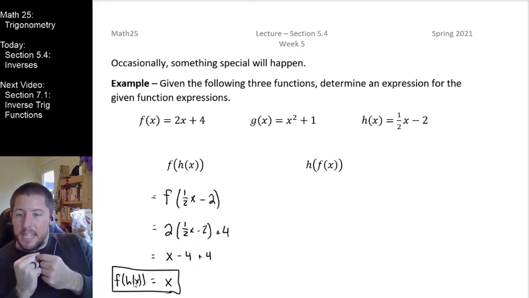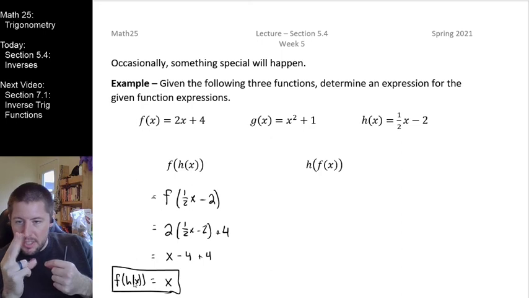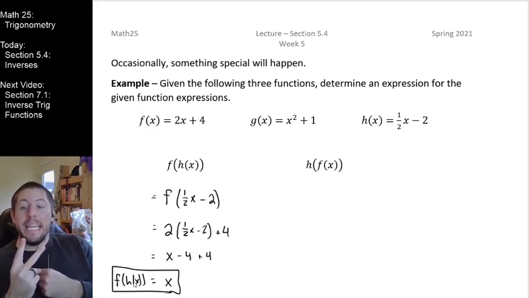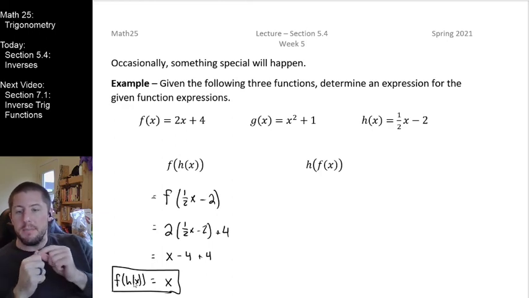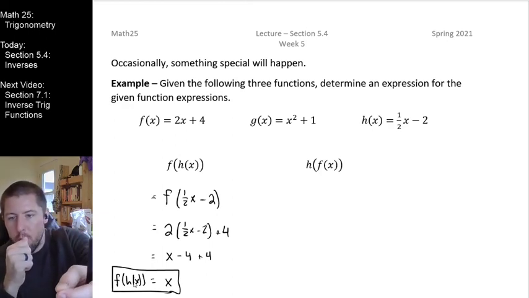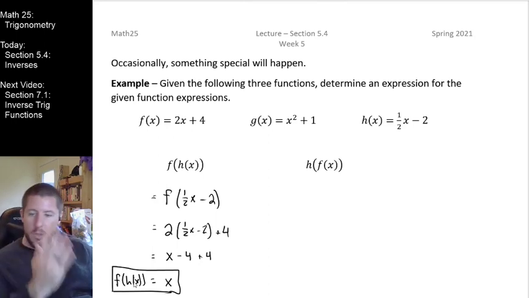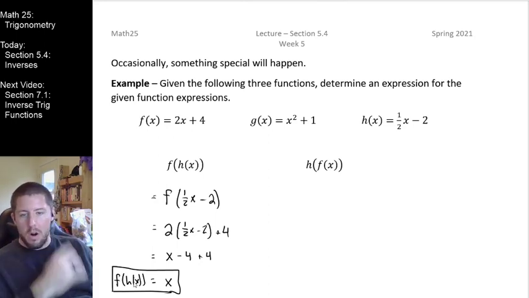It seems like if my initial input was x, and two functions later my final output was x, then those two functions must have been the inverse of one another. It seems like whatever h did to me took me somewhere, f took me right back to where I started again. Let's see what happens when we compose in the other order right here.